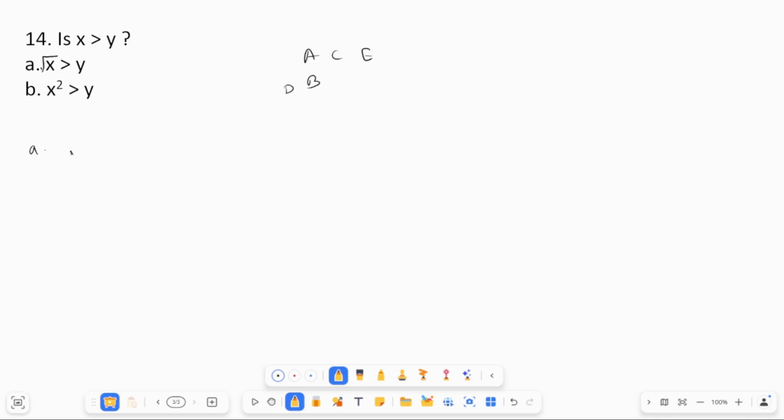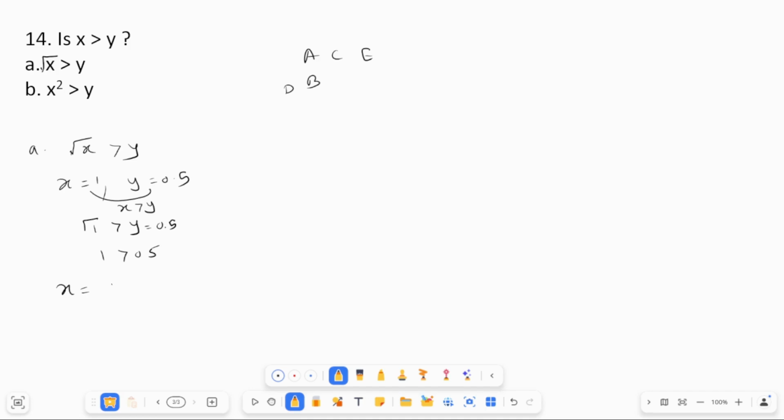Alright, as per the first statement, we know that square root of x is greater than y. Let me take a few possible numbers for x and y. Say x is equal to 1 and y is equal to 0.5. Does it satisfy the given statement? Yes, it does. Square root of 1 is greater than y, which is 0.5, and 1 is greater than 0.5. Yes, it satisfies the given statement, and from here we can also say that yes, x is greater than y.